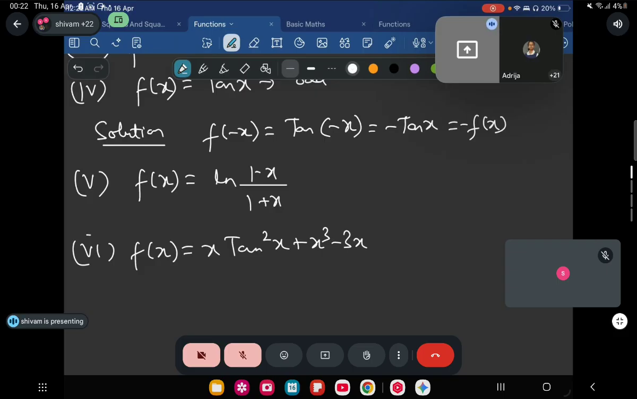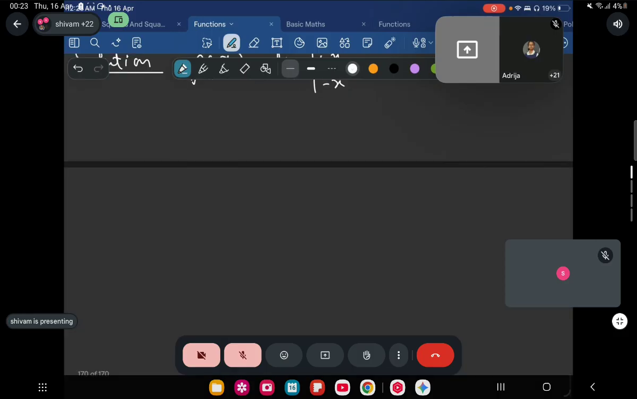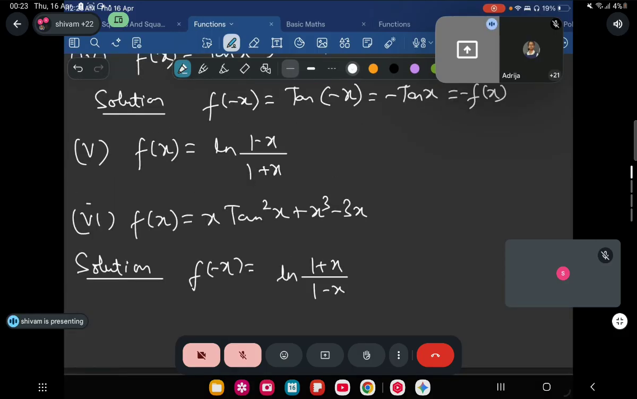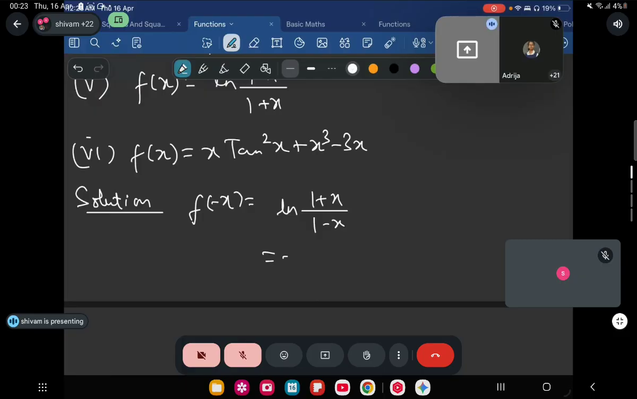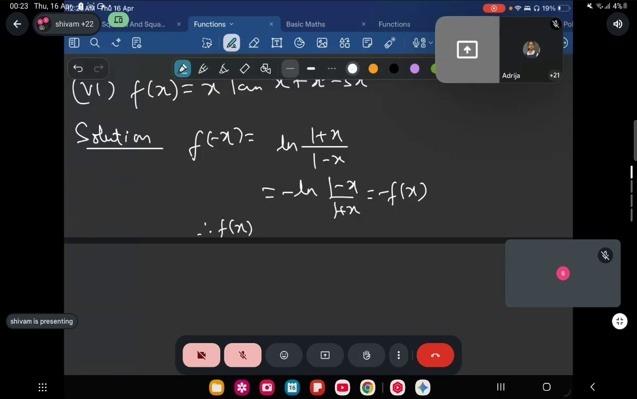Okay, I'm going to solve part 5. Yes, Shubhangi, both are correct. And Abhishek, part 6 is now correct. Everyone pay attention. Part 5. What is f of minus x? f of minus x will be equal to ln of (1 plus x upon 1 minus x), which is nothing but minus of ln of (1 minus x upon 1 plus x), which is minus f of x. Therefore, f of x is odd. Are you people getting it? Very simple.